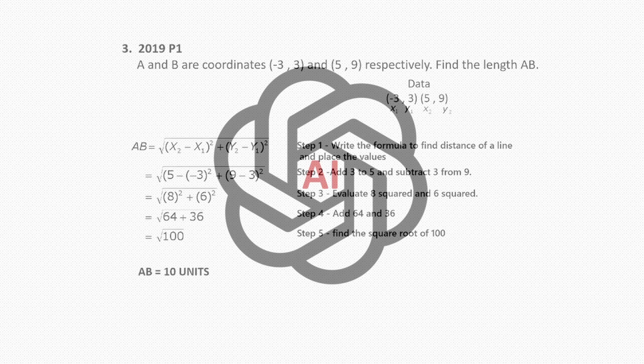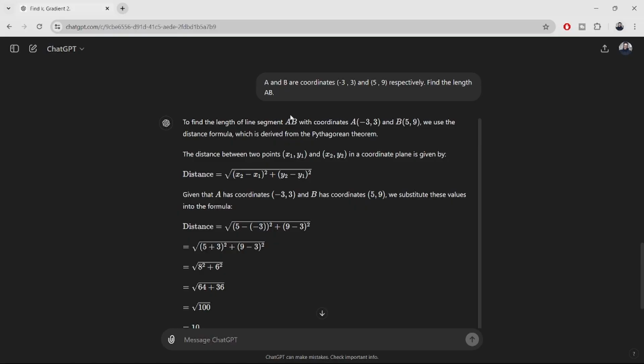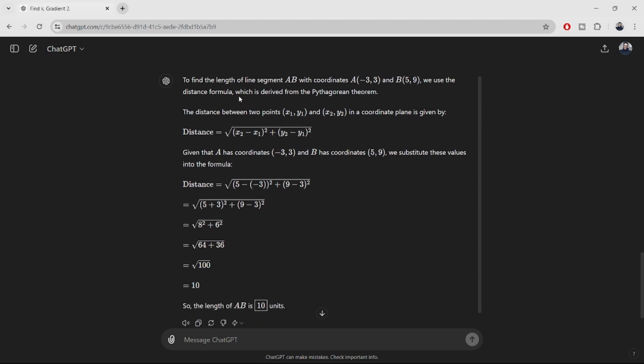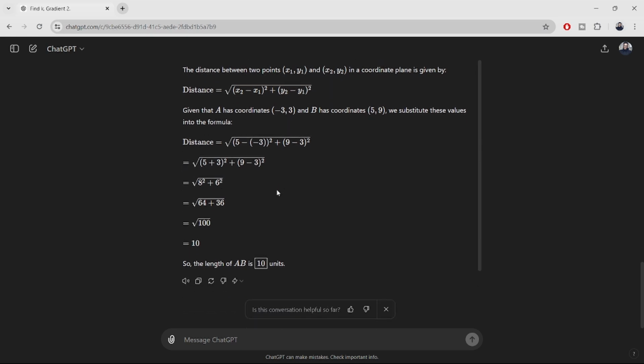So let's see what AI will give us. Okay, so I pasted the question there. A and B are coordinates negative 3, 3 and 5, 9 respectively. Find the length AB. So this was the response that AI gave us. So it was a detailed response there, but it's similar to what Mr. 6 points gave us. All right, then we find the square root of 100, which is 10. So the length of AB is 10 units. So that's 1 point for Mr. 6 points and 1 point for AI.